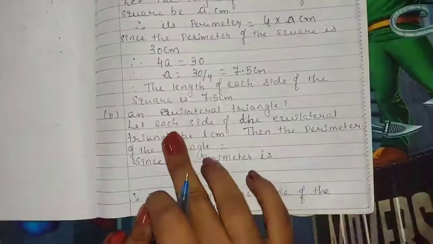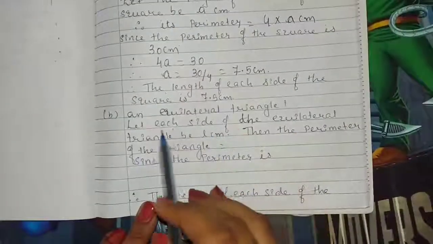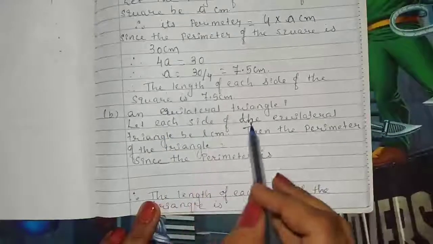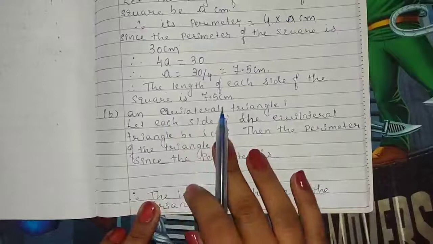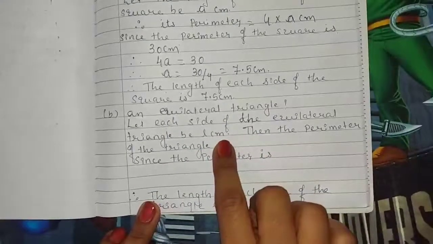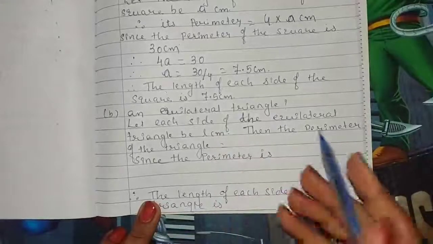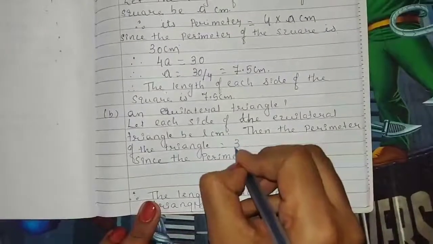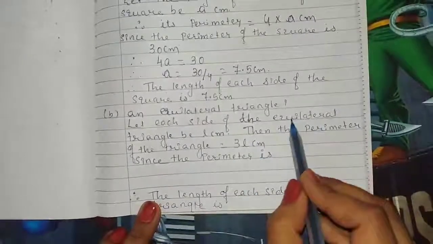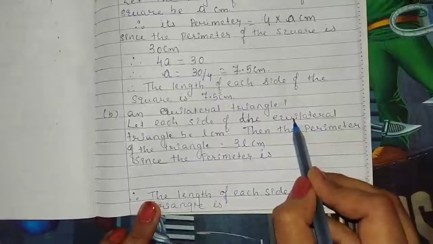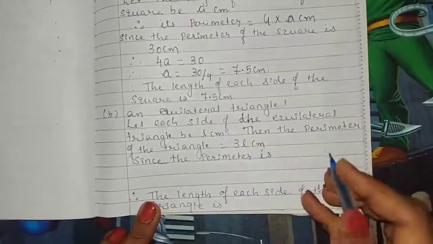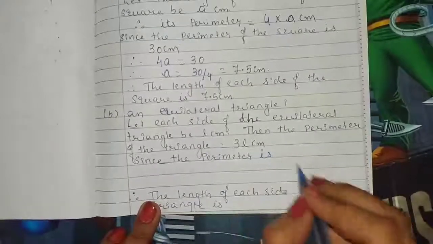Next figure is an equilateral triangle. So let each side of the equilateral triangle be L centimeter. Then the perimeter of the equilateral triangle equals 3L centimeter. Why 3L, students? Because an equilateral triangle has all three sides equal. Therefore 3 multiplied by the length, that equals 3L centimeter.